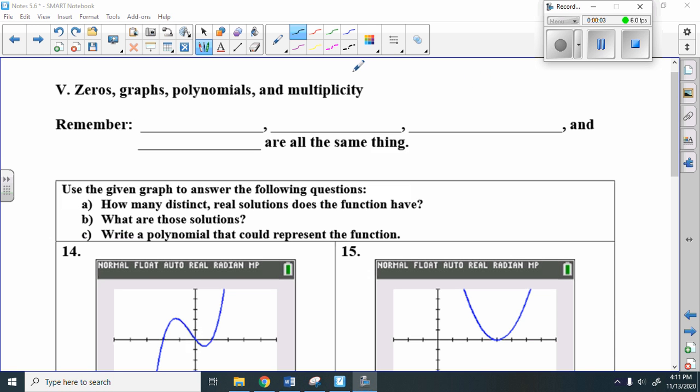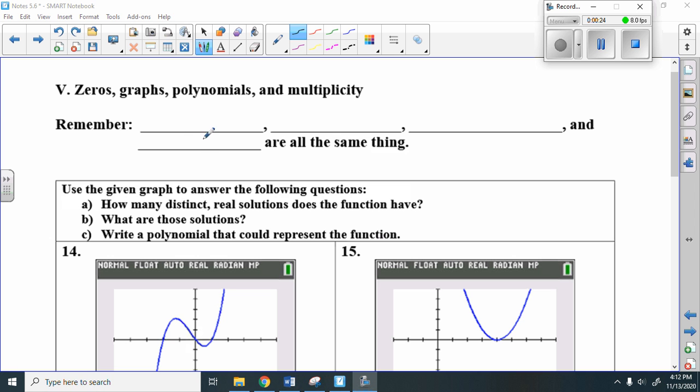All right, so here is part 2 of Notes 5.6. Again, this is the last set of notes in this unit, and I'm just pre-recording this so that I don't have to make it any longer than it needs to be during class time.